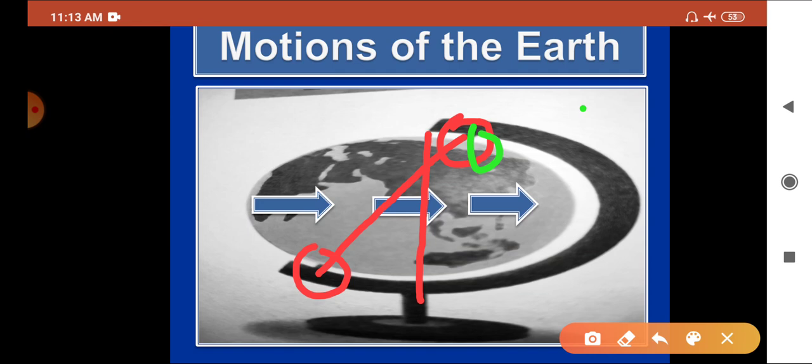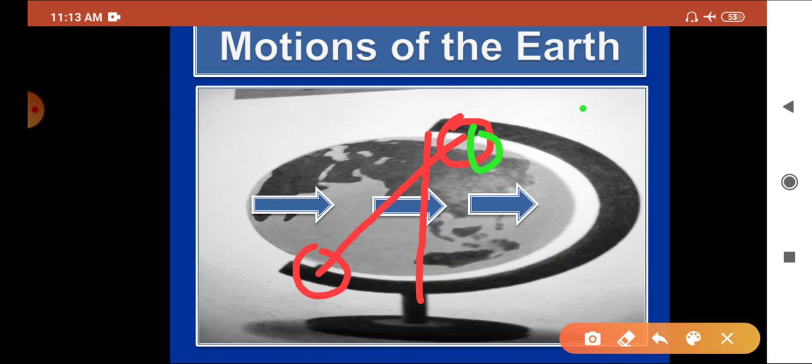The earth's axis is not vertical but inclined, and it makes an angle of 66 degree with the plane of ecliptic, which is called the orbital plane. It is tilted 23.5 degree from the line perpendicular to the plane of ecliptic.